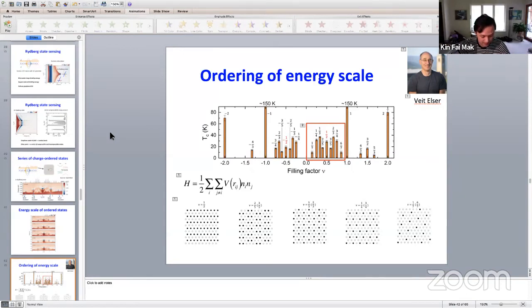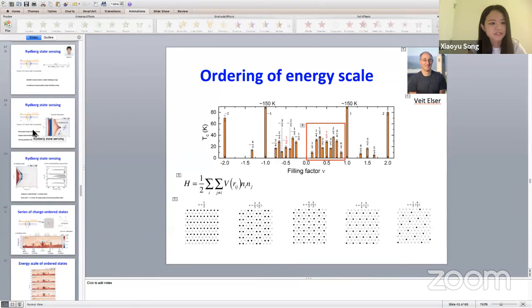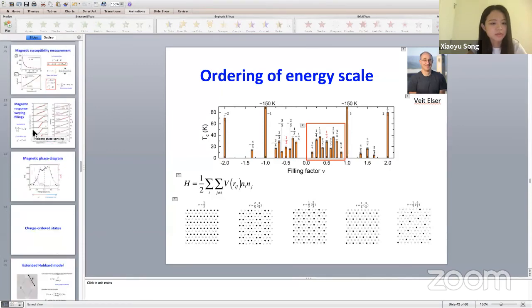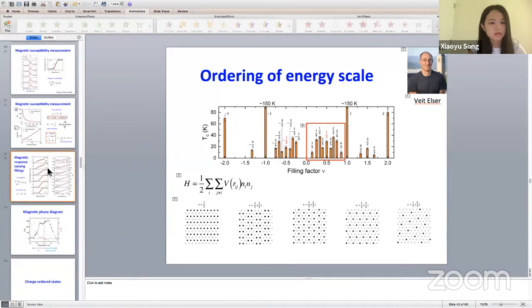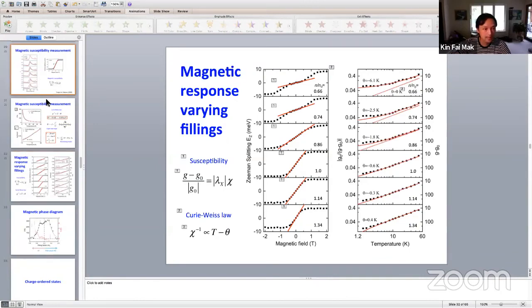Okay, thank you. And the next two questions are from Christian. The first question is, why do we see a plateau of the magnetic susceptibility near filling factor 1.2? Why do I see excitons?